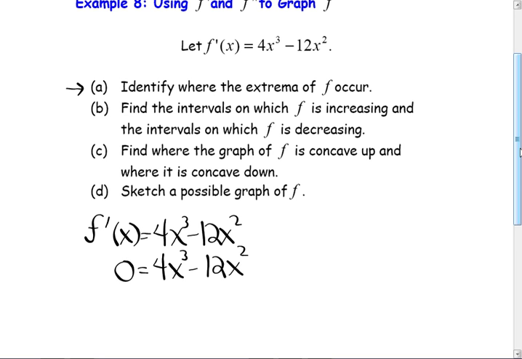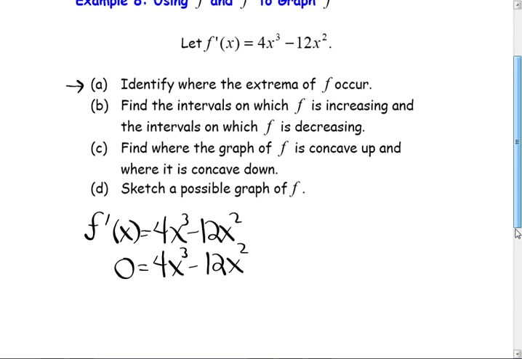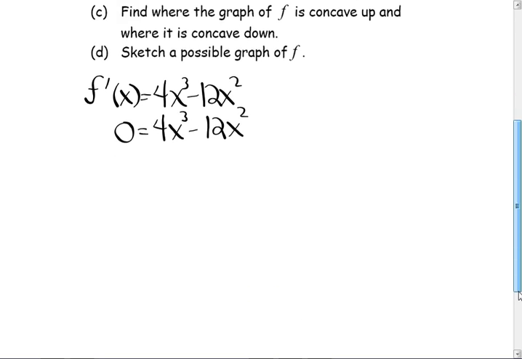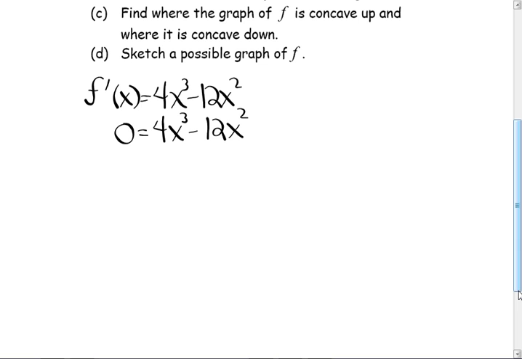4 and an x squared. It was given as a derivative. We're going to factor out 4x squared. I'm left with x minus 3. Okay, so where are your critical points? 0, 3.